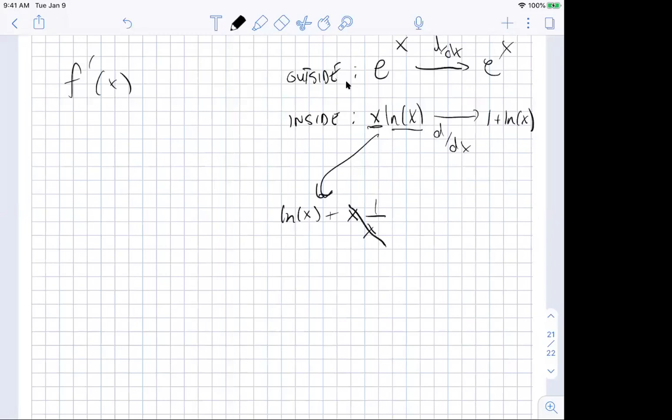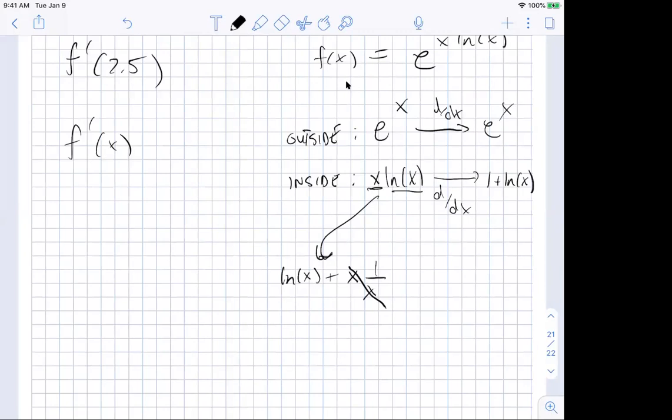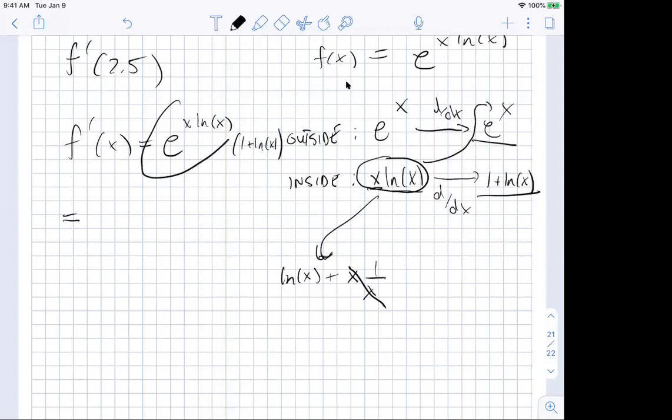Okay, so f prime of x, we have everything we need. It is equal to, well, I need the derivative of the outside evaluated at the inside. So that's going to be e to the x natural log of x. And then times the derivative of the inside, times 1 plus natural log of x. And that's perfectly fine to leave it like that. We could also rewrite this as, what was e to the x natural log of x? Yeah, that was x to the x, right? This is x to the x times 1 plus natural log of x.